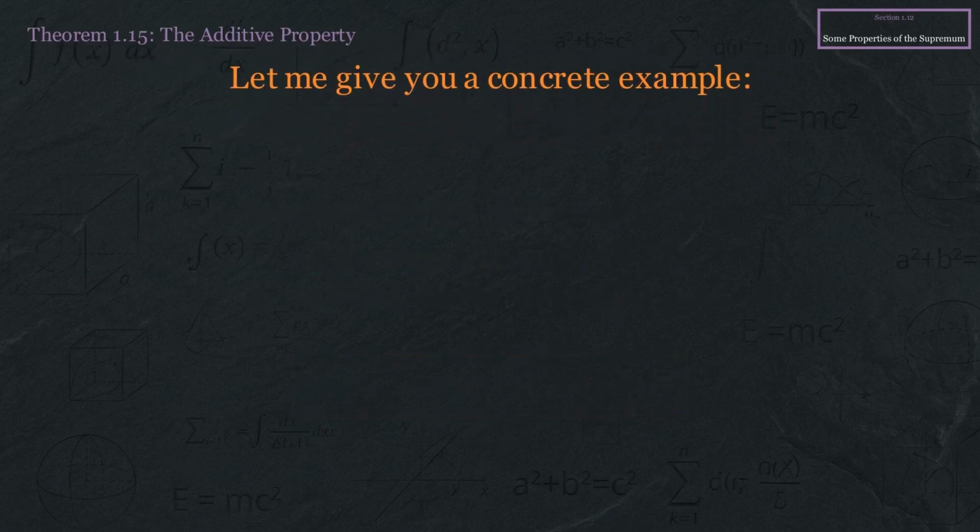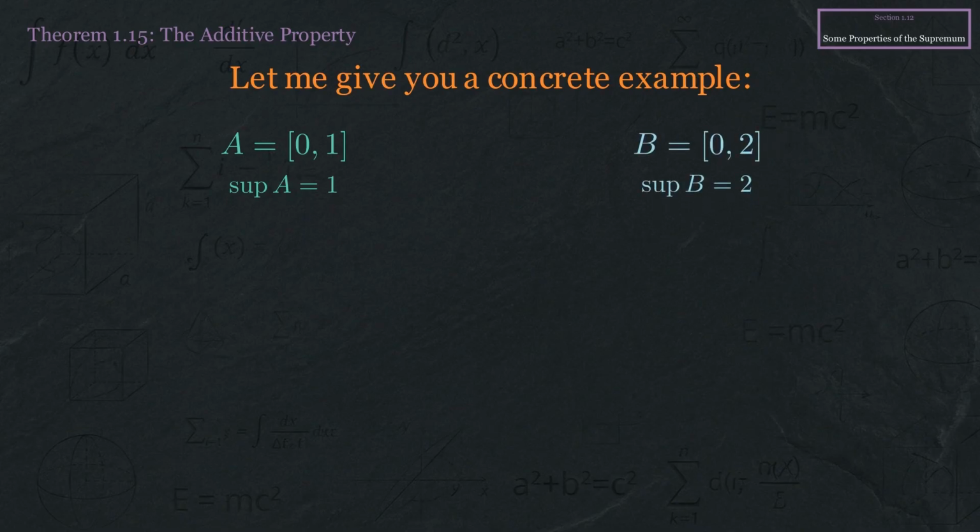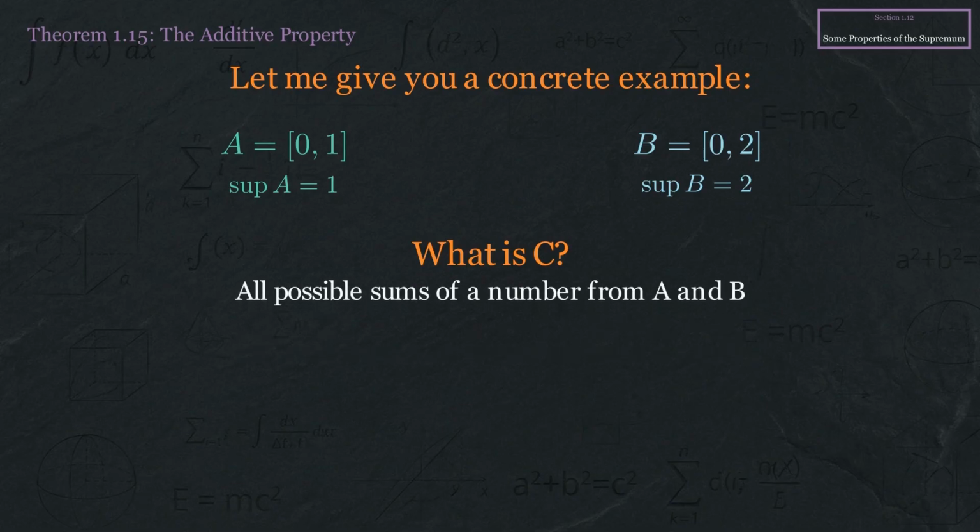Example. Let me give you a concrete example to make this clear. Suppose A is the closed interval from 0 to 1, then sup A equals 1. Suppose B is the closed interval from 0 to 2, then sup B equals 2. What is C? It's all possible sums of a number from A and a number from B.